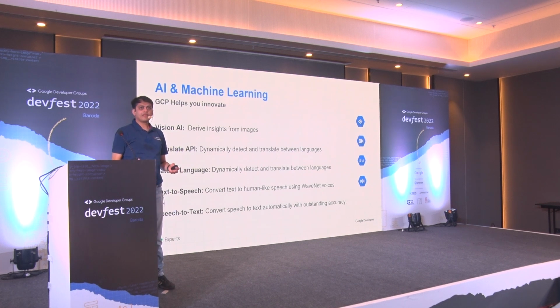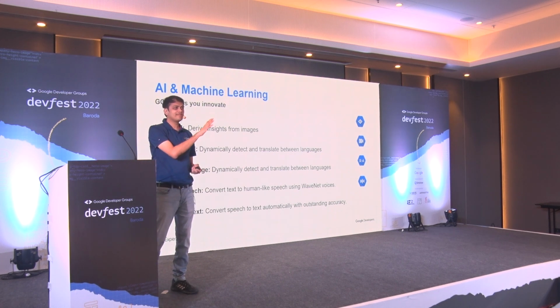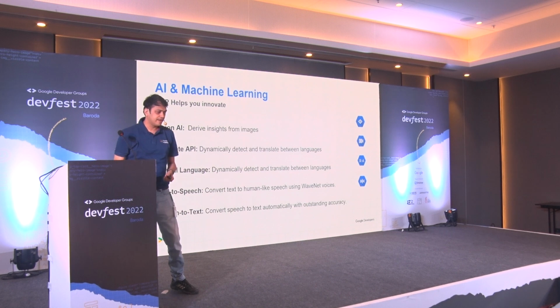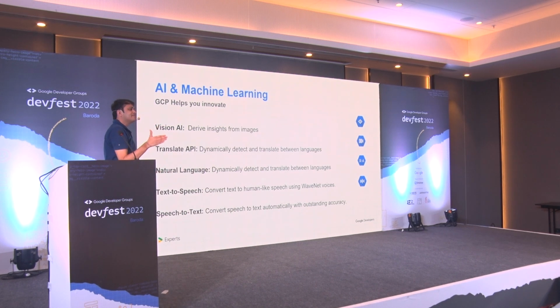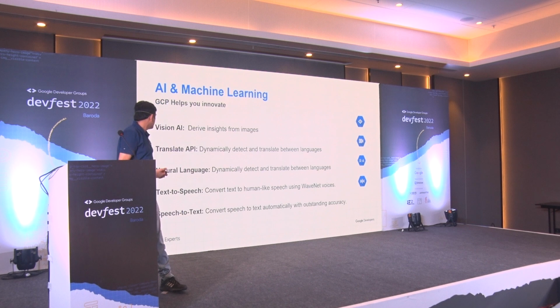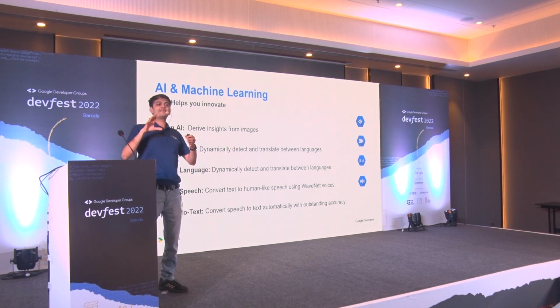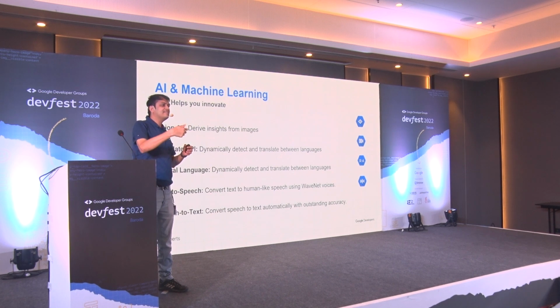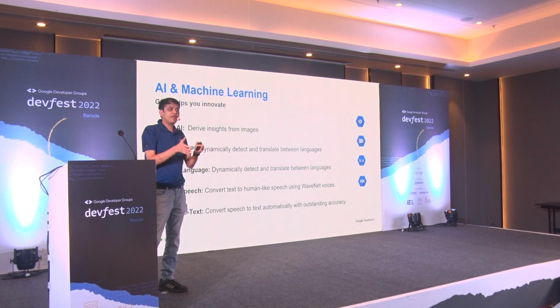Right, then there is AI and machine learning. This is something where I'm going to spend a little more time when it comes to GCP services, because otherwise storage and cloud you pretty much know, right? So what are the different AI services which are available? There are different APIs for AI, which are the Vision API, the Translate API, then the Natural Language API, text to speech, and speech to text. All these kinds of APIs are available, and they are very easy to use. You just integrate the API in an application.